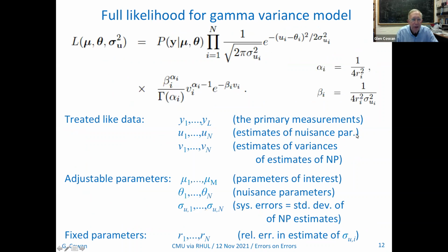All right. So given those ingredients, we can now write down the full likelihood function for the model. So it's got the part that relates to the primary measurements, and then this product of Gaussians that describes the auxiliary measurements that estimate the nuisance parameters theta i, and then the product of gamma distributions that relates to the estimates v of the sigma u i squared values. And then here I've written this still in terms of the alpha i and beta i, but I remind you that they are related to sigma u i squared and this all important parameter little r i.